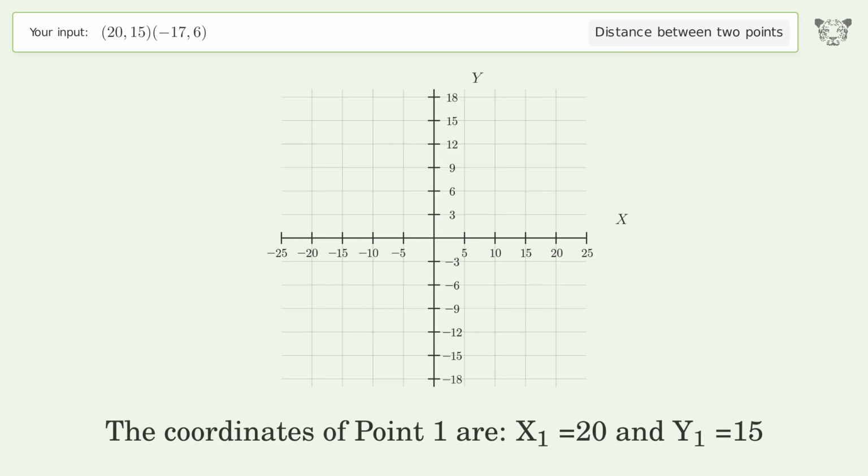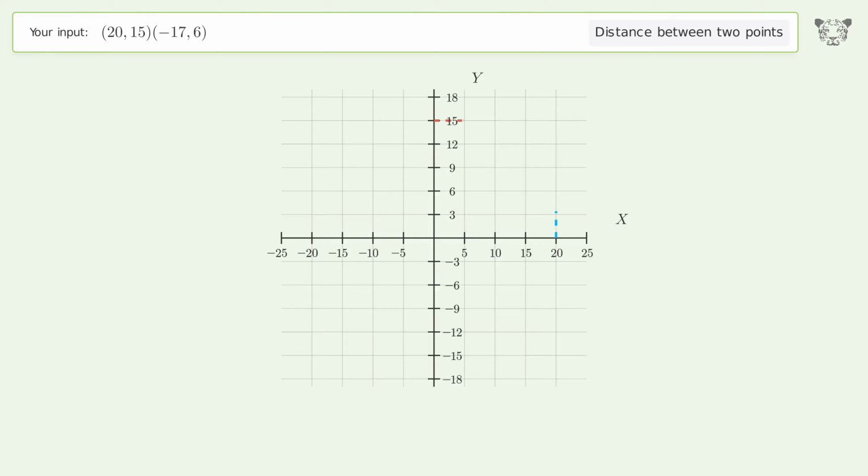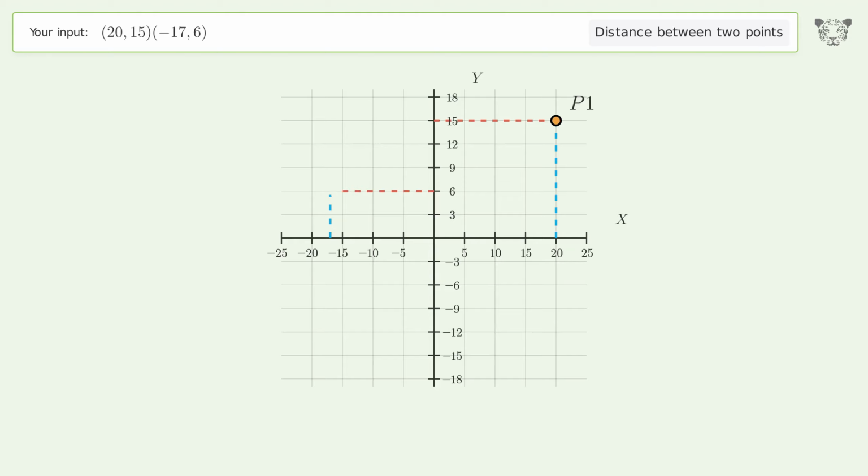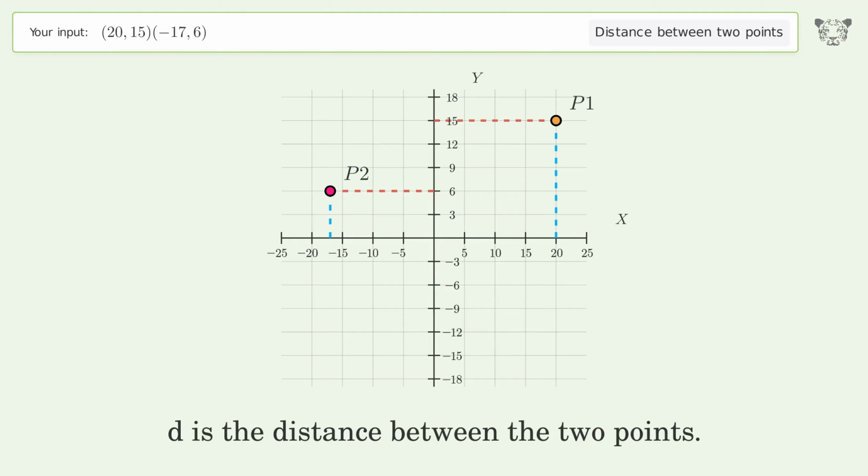The coordinates of point 1 are x1 equals 20 and y1 equals 15. The coordinates of point 2 are x2 equals -17 and y2 equals 6. D is the distance between the 2 points.